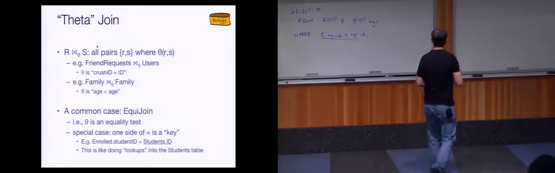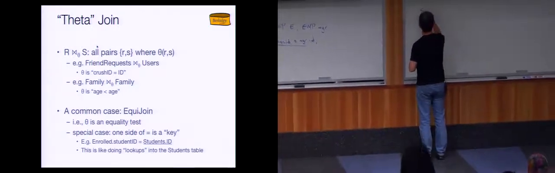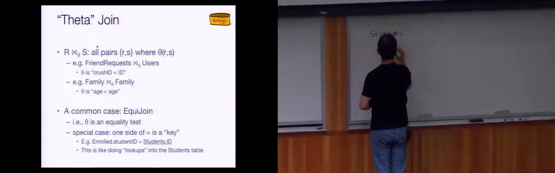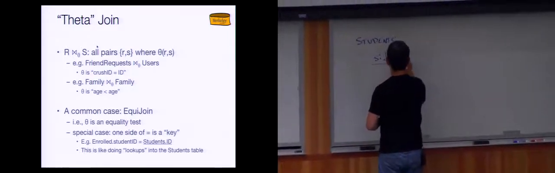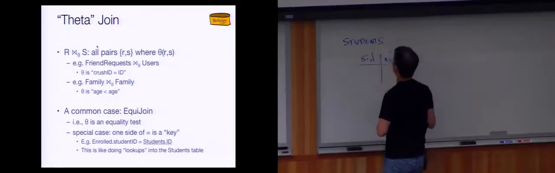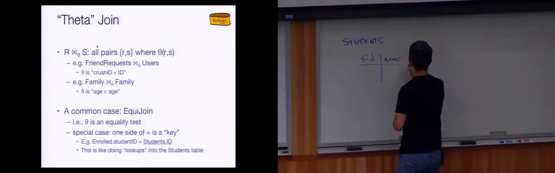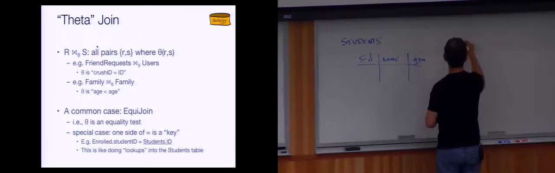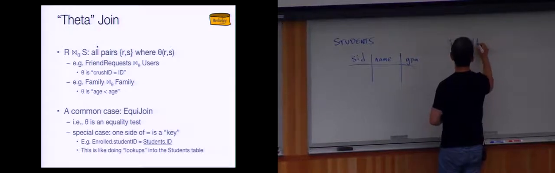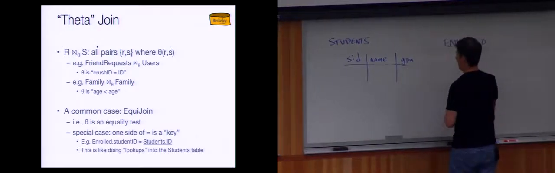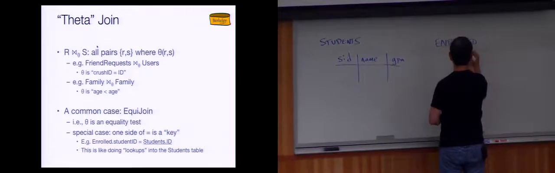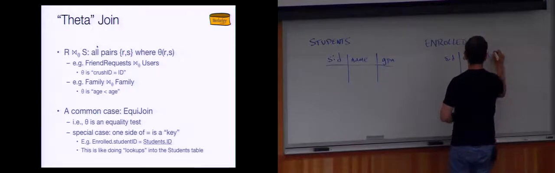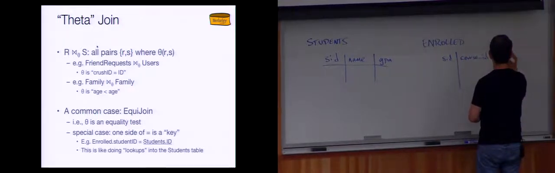So here's an example. We're going to have a table of students, with student ID, name, and, I don't know, GPA. Then we're going to have a table called enrolled, which tracks which students are enrolled in which classes. This is going to have a student ID and a course ID, and maybe a semester and year.